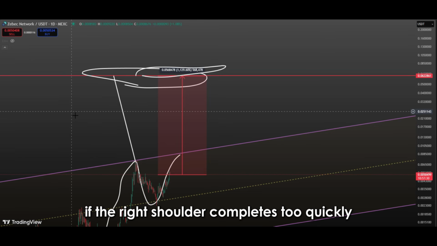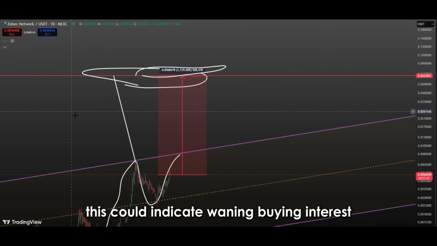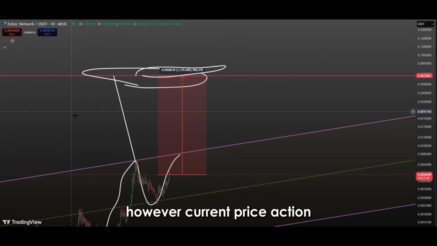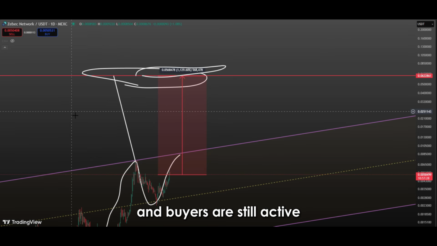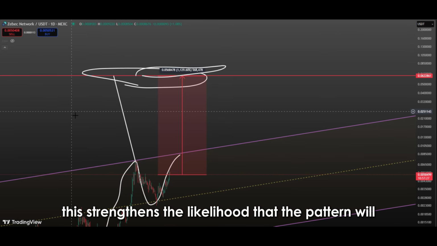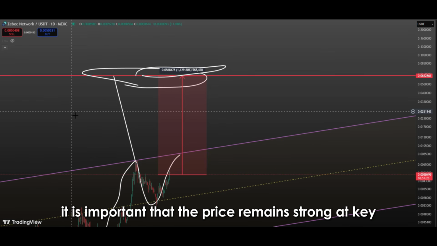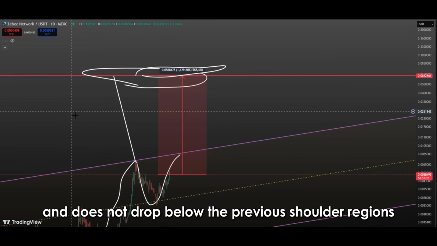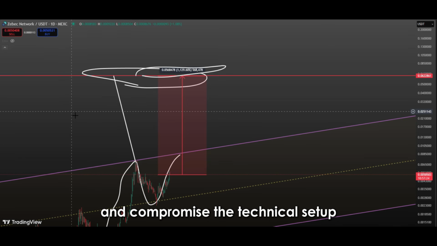If the right shoulder completes too quickly and with low volume compared to the head, this could indicate waning buying interest. However, current price action shows that the right shoulder is forming clearly and buyers are still active. This strengthens the likelihood that the pattern will continue to develop. Additionally, it is important that the price remains strong at key support levels and does not drop below the previous shoulder regions. Such a move could invalidate the pattern and compromise the technical setup.